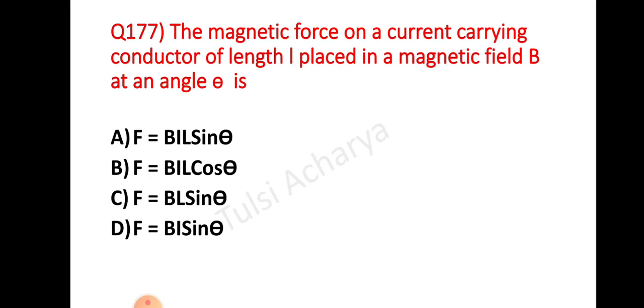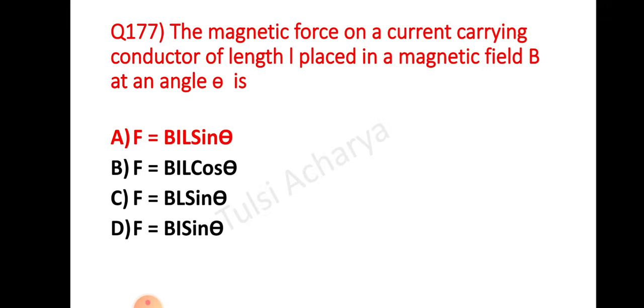Now let's see question number 177. The magnetic force on a current carrying conductor of length L placed in a magnetic field B at an angle theta is. The correct answer for this question is F is equal to BIL sin theta, which is option choice A.